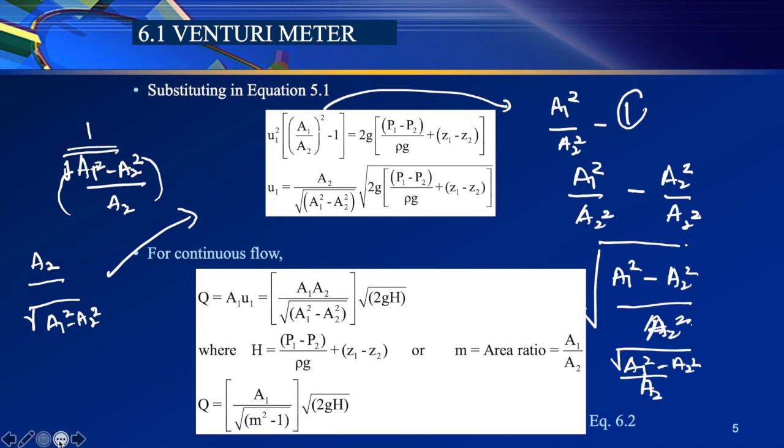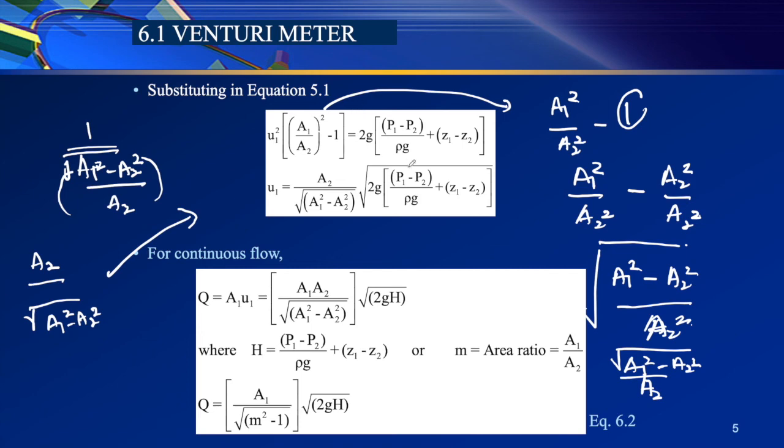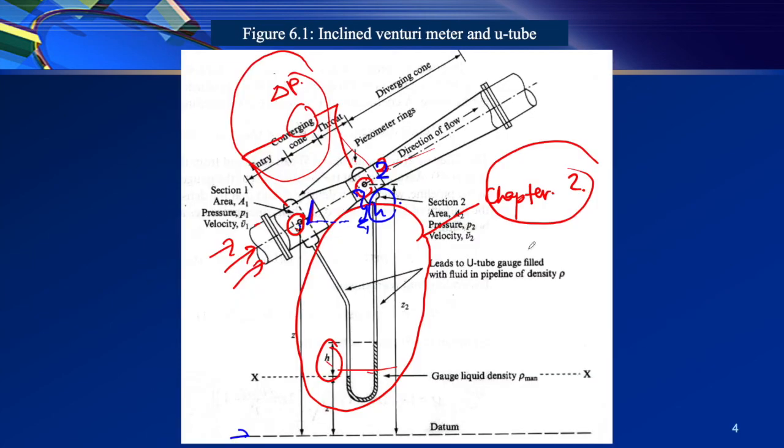Now, if you take a look here, we have the pressure difference term and the Z1 minus Z2 term. So how can we solve this? These pressure terms you can find by using a manometer. In this example, we are using a manometer to find the pressure difference between these two points. Therefore, in order to calculate the pressure difference, we need to revise chapter 2 and then apply it to chapter 6.